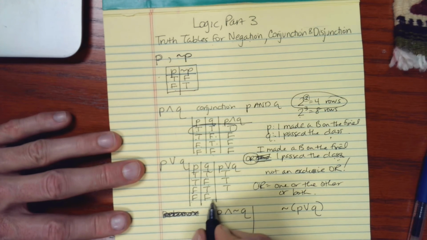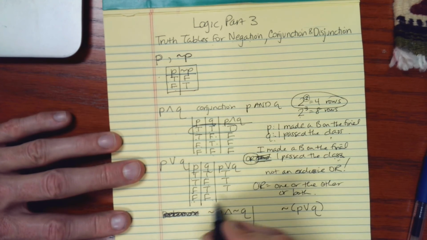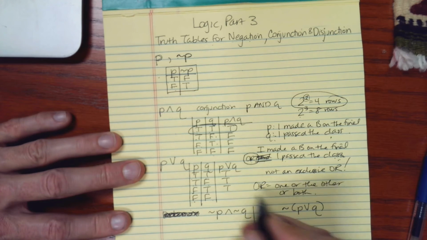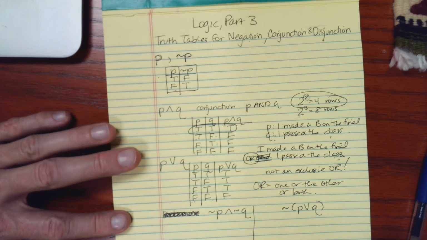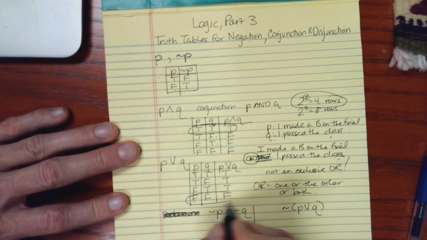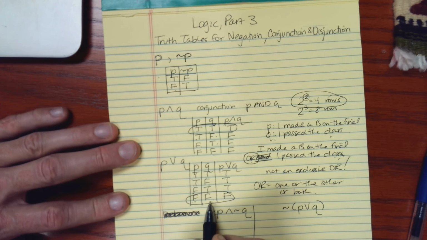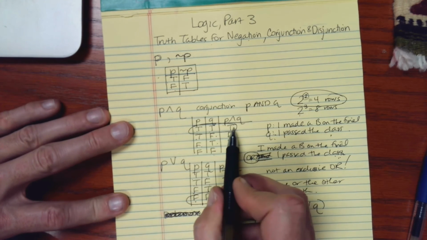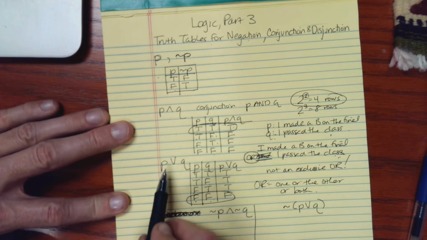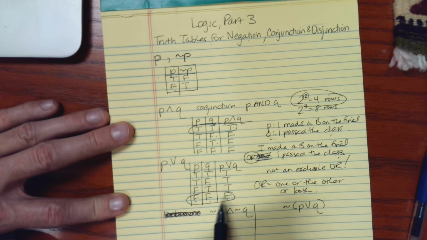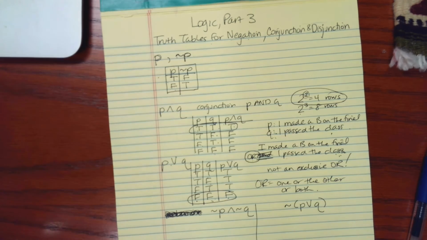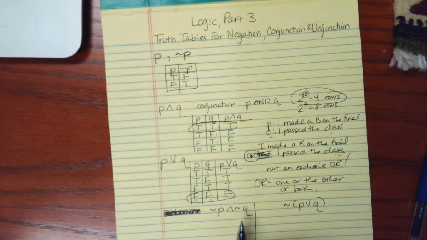But in the last case, where both the simple statements are false, and if I say one or the other, that would be false. So this is false only when both are false. So notice in a conjunction, it's true only when both are true. For a disjunction, it's false only when both are false. All right. Now, let's look at some other combinations here for some more complex statements.